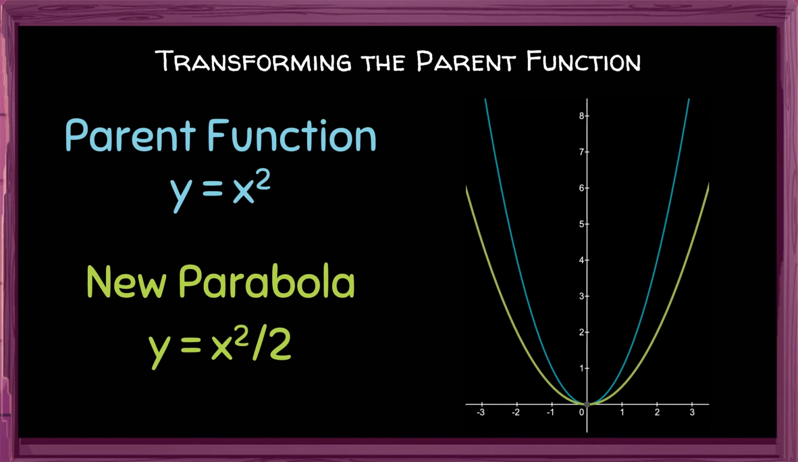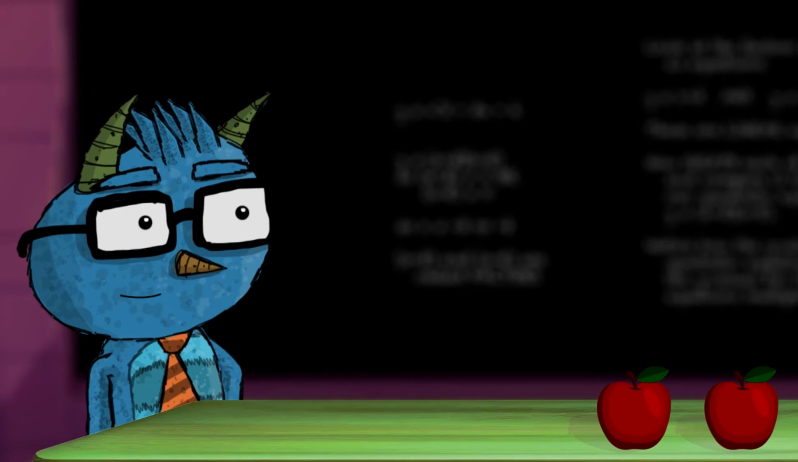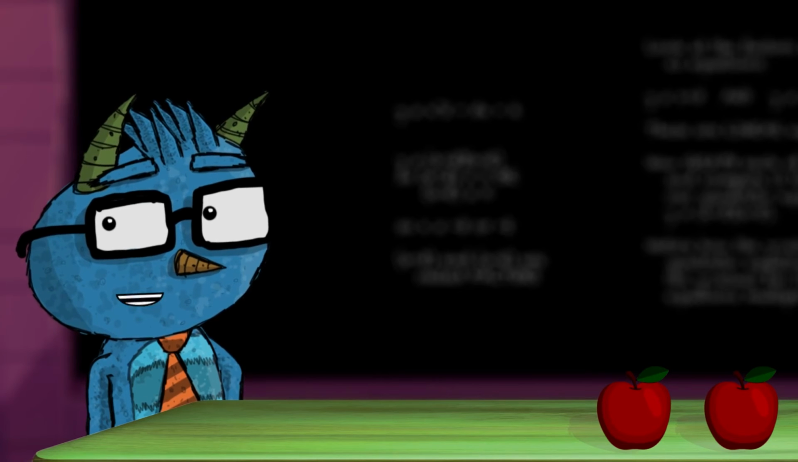Perfect, Ruby. The parabola of y equals negative x squared divided by 2 looks like this. And just like you said, it's the same as the parabola we started with. It has the same vertex, and it isn't any wider or narrower, but it's turned upside down because of the negative sign. Now let's add one final transformation.